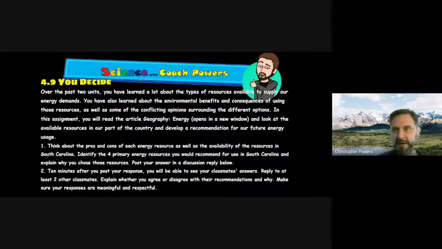So you're going to identify 4 primary energies. That's number 1 that you would use or recommend in South Carolina, and explain why you would use those. You're going to post your answer in discussion. 10 minutes after you post your response, you'll be able to see your classmates' answers. Reply to at least 2 classmates to get the full points. Explain whether you disagree or agree. Make sure your responses are meaningful and respectful.